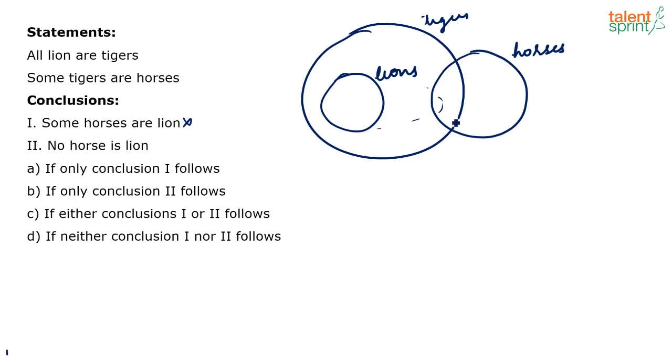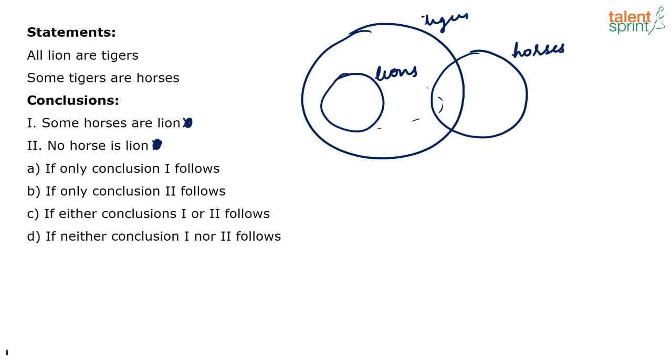Next one, no horse is a lion. This again can be or cannot be, so this also doesn't follow. Now one thing you have to note here is something called a complementary pair. When you look at these conclusions separately you feel these two don't follow, and you should not say that both the conclusions don't follow. That is not the correct answer. That's not how you look at this question.